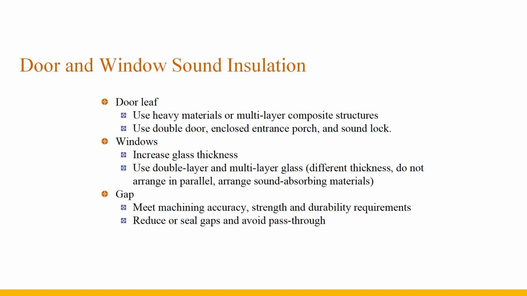The sound insulation capacity of doors and windows is much smaller than that of walls, and they are a weak link of sound insulation. For door leaves, heavy materials or multi-layer composite structures can be used, with double doors, enclosed entry posts, and a sound lock. For windows, thickened glass, double layer, and multi-layer glass can be used. The glass is of different thickness, and the layers are not arranged in parallel.